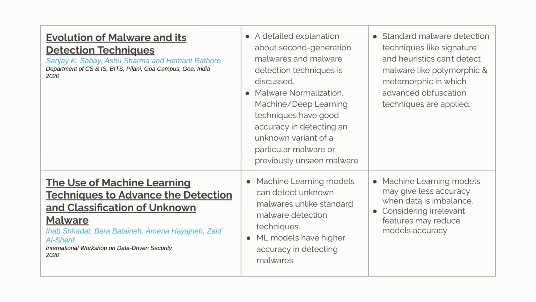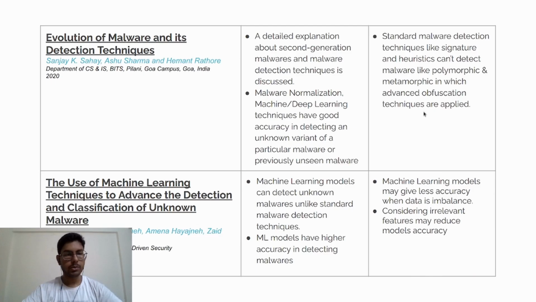Okay, so the next research paper that we referred to was the use of machine learning techniques to advance the detection and classification of unknown malware, authored by Ihab Shahadat and colleagues and published in 2020. The machine learning models can detect the unknown malwares, unlike standard malware detection techniques. The ML models also had higher accuracy in detecting malwares, but the disadvantages were the machine learning models may give less accuracy when the data was imbalanced, and also considering irrelevant features may reduce the model's accuracy.